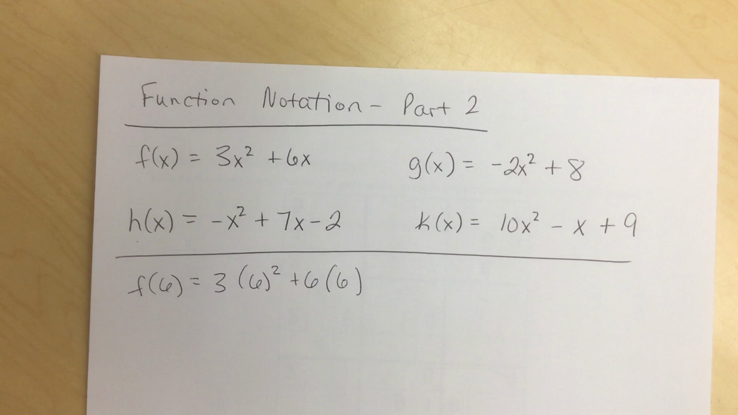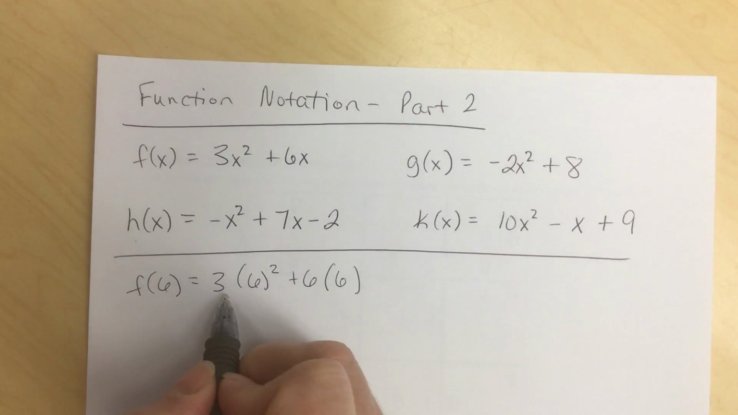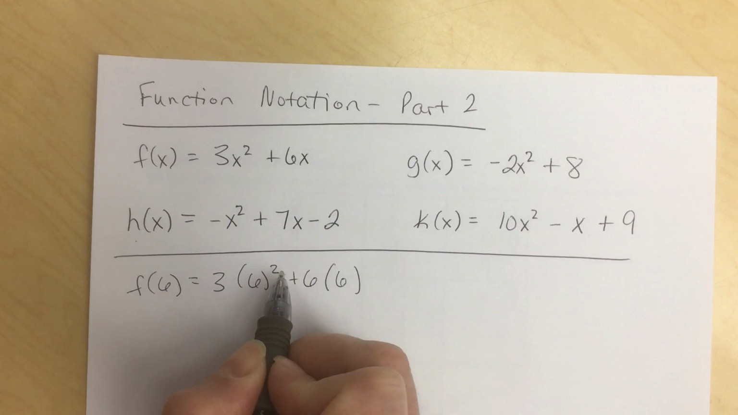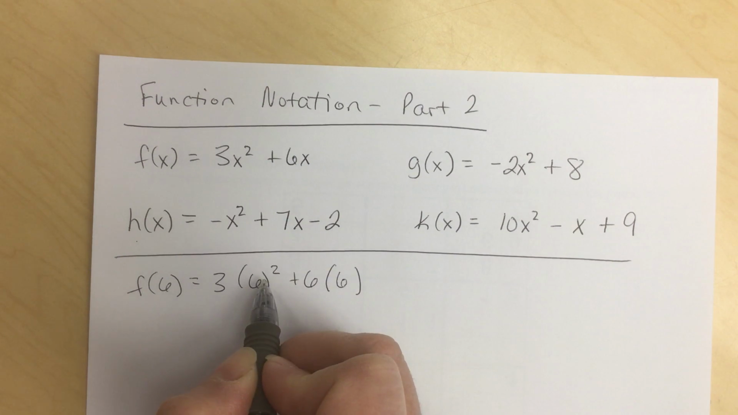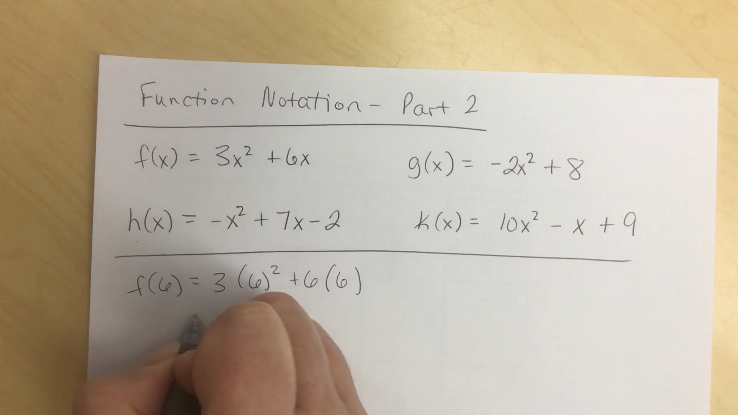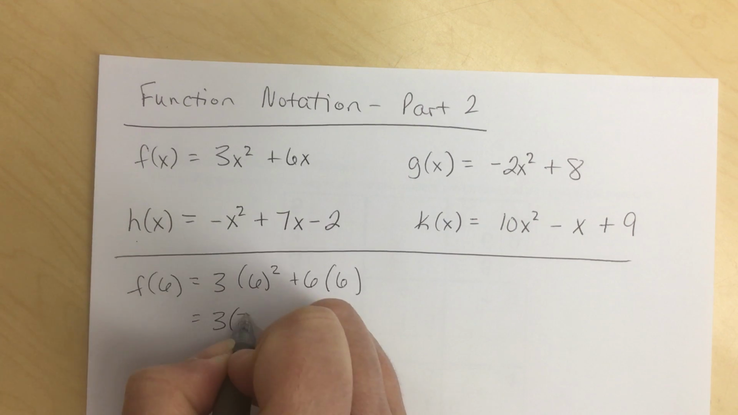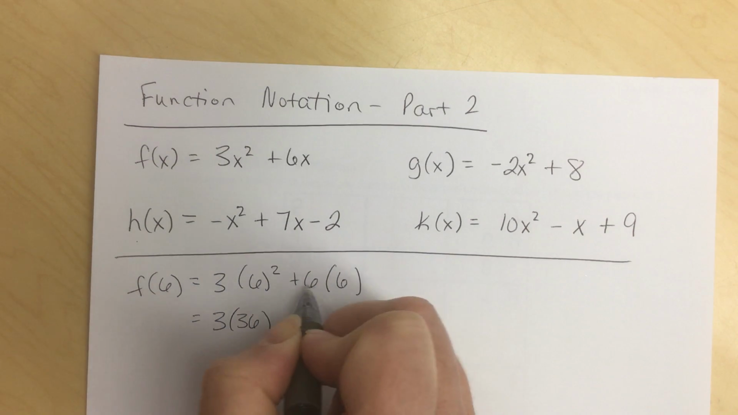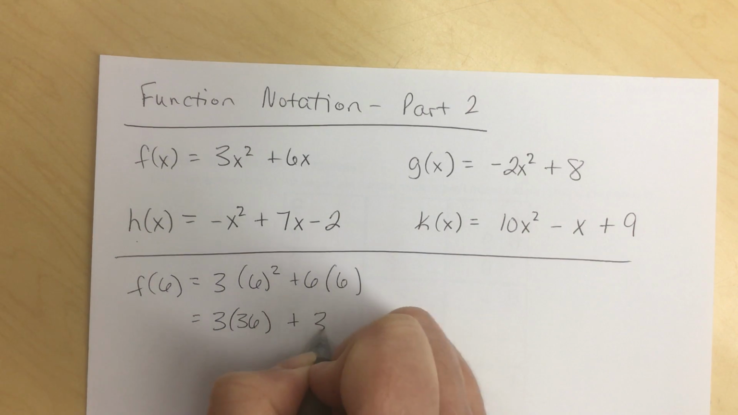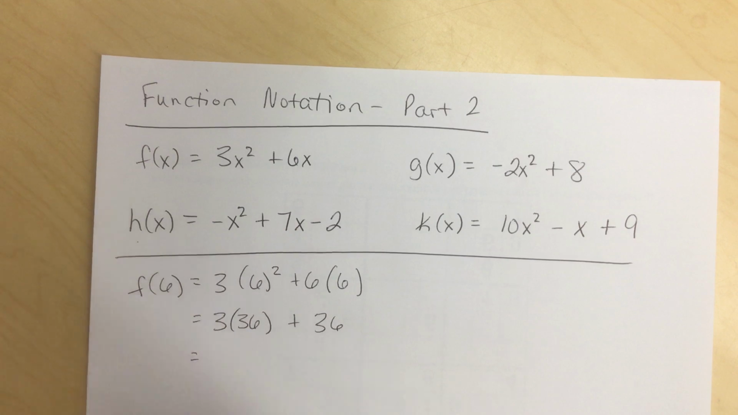Okay, here's the tricky part. You do not multiply the numbers together and then square it. The squared only goes with the x, okay? So it only goes with the 6. 6 squared is 36. So we're going to take 3 times 36, and then 6 times 6 is also 36. So you're going to want to have a calculator handy for these.